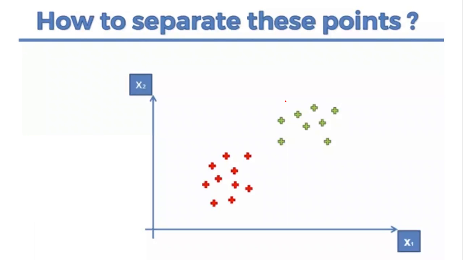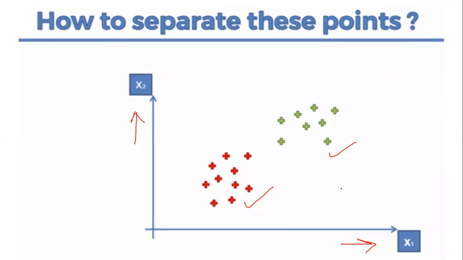Right, suppose we have a distribution of data points like this, as you see on the screen. The data points clearly belong to two classes, the red class and the green class. This is a two-dimensional visualization of the data. On the x-axis, we have one feature, x1, and on the y-axis we have another feature, x2.